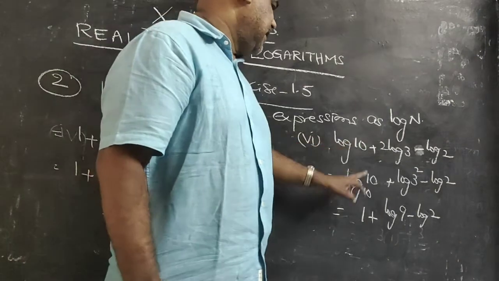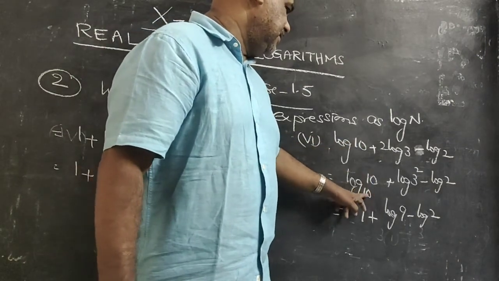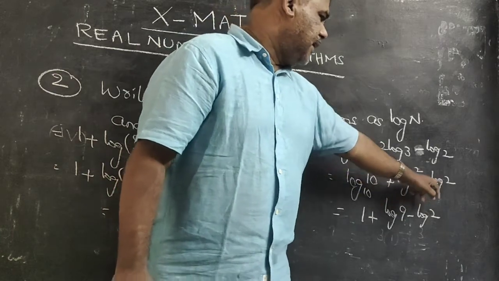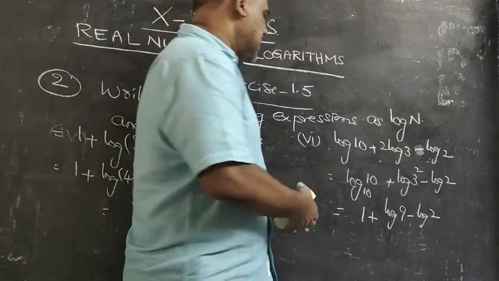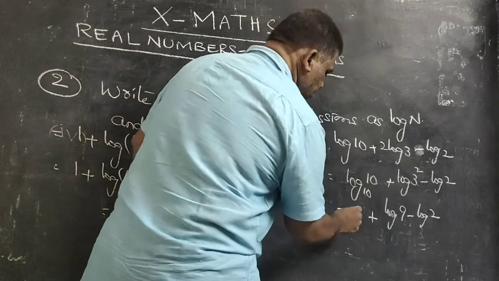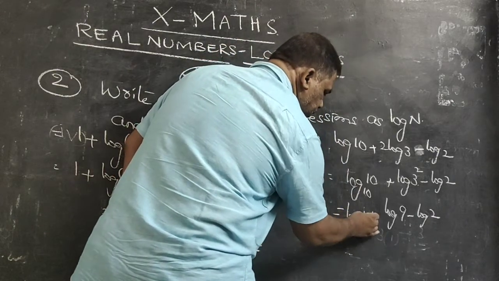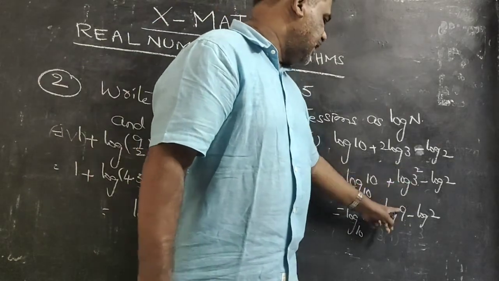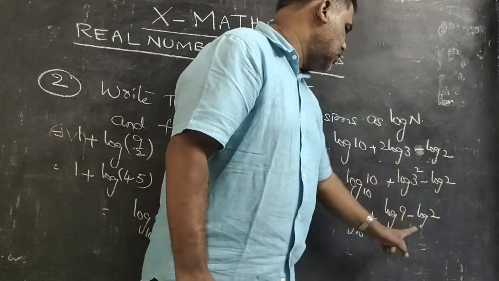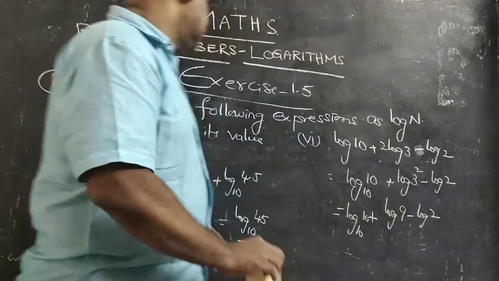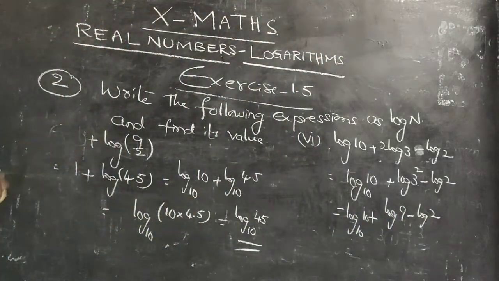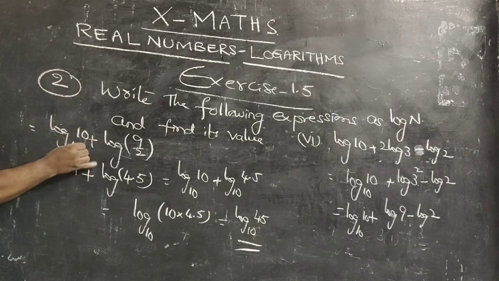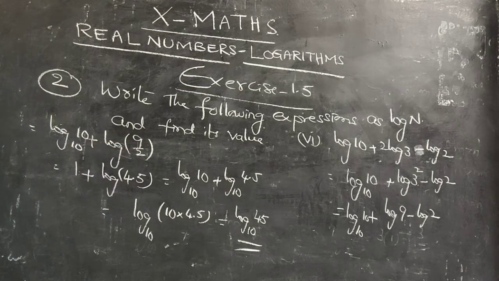So first, log 10 means log 10 base 10. 2 log 3 means it is log 3 square minus log 2. This log 10 base 10 you keep like that only, because in the last step we are going to use it. So log 3 square is log 9 minus log 2. Now this is log a minus log b. Log a minus log b is log a by b.